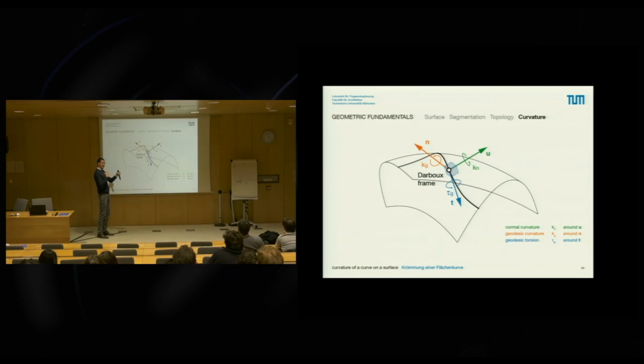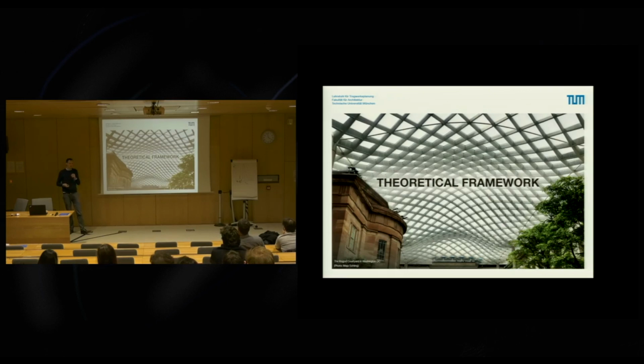Now, if we actively steer left and right, then we rotate around the normal vector of the surface, and that would be the geodesic curvature of that curve. And the last bit is, you can imagine driving, and the car is basically tilting from one side to the other. Then it is rotating around its own tangent vector, and that would be called the geodesic torsion of that curve. So these are three curvatures that I can assign to a curve that lies on a surface. And now let's jump straight into my theoretical framework, because that pretty much covers most of it.